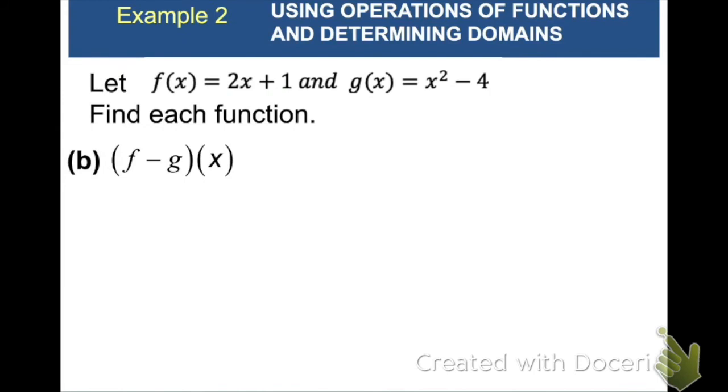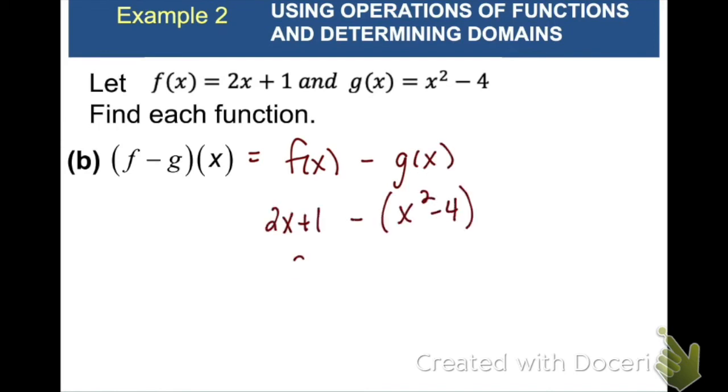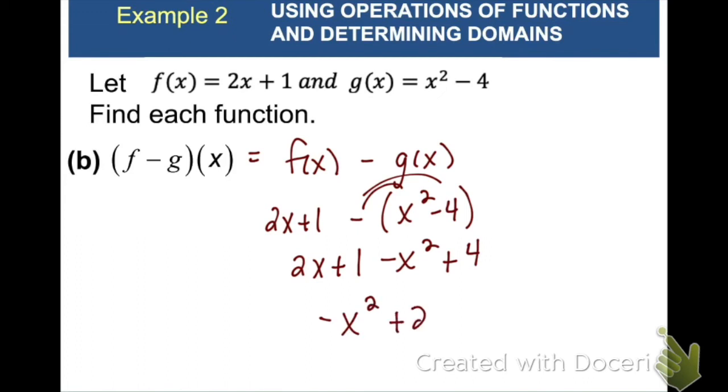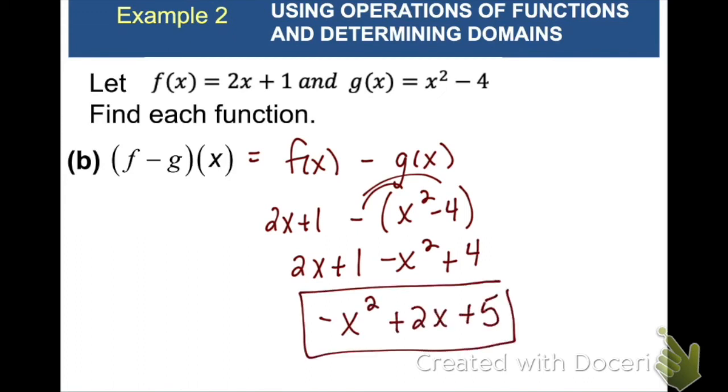For part B, we're subtracting. We need to be careful when we subtract because we're going to have to distribute our negative. So I put function f and then function g in parentheses. Now I'm going to distribute the negative and then again combine like terms. Make sure that you write your final answer in standard form, which means decreasing exponent values.